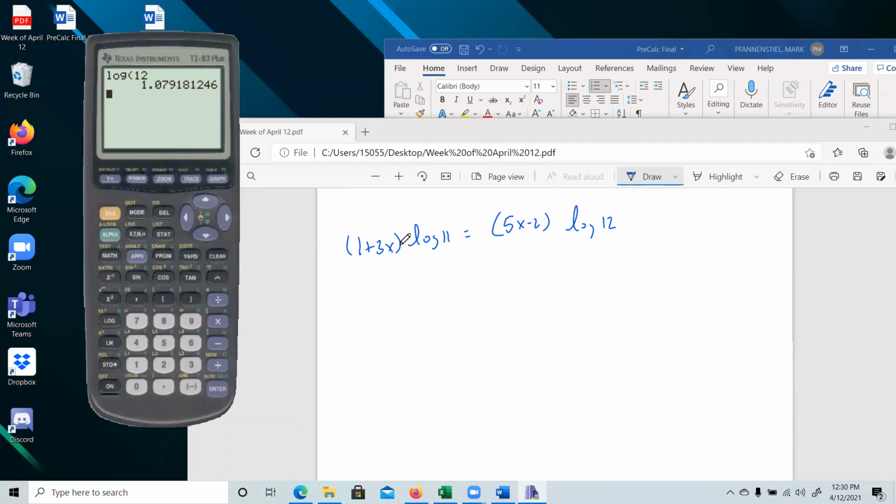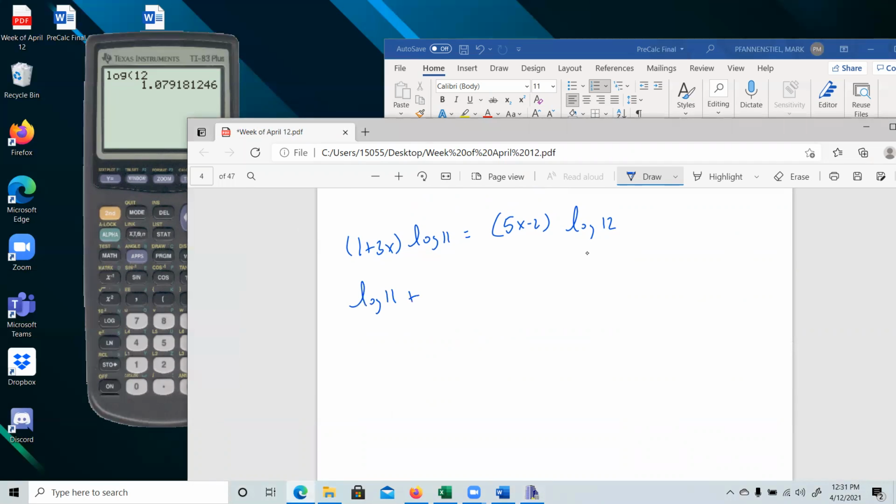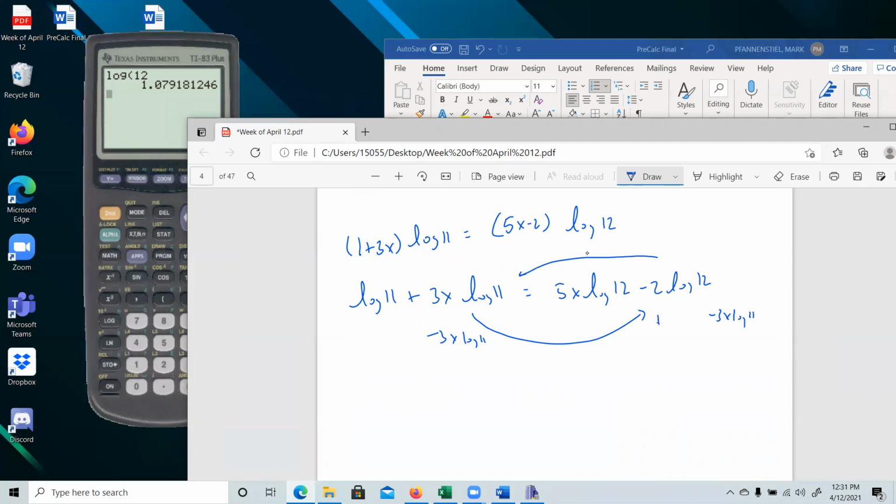Alternatively, I'd love for you to do the more advanced method and just leave it with the logarithms. So here we have log 11 plus 3x log 11 is equal to 5x log 12 minus 2 log 12. I'm going to put this one over here and that one over there. So we're going to subtract 3x log 11 from both sides, and I'm going to add 2 log 12 to both sides.